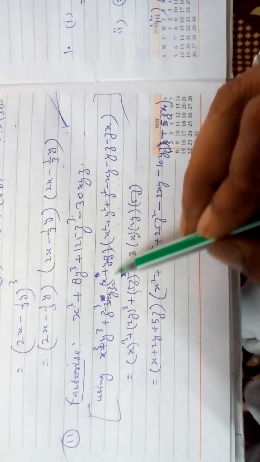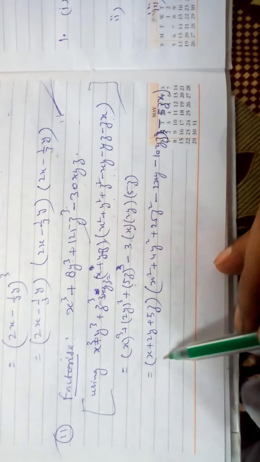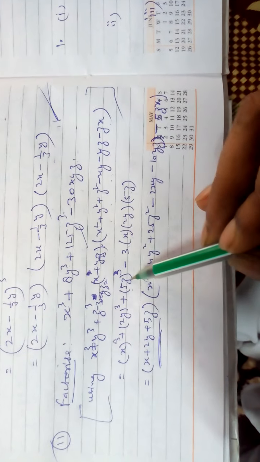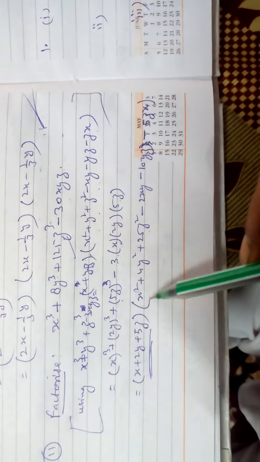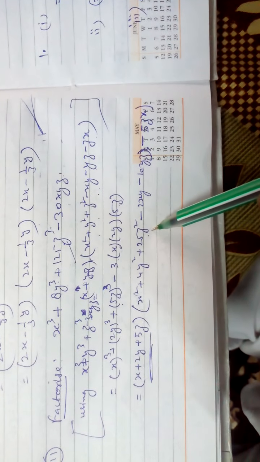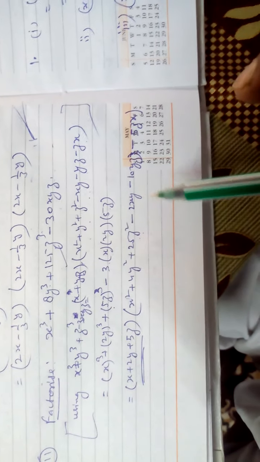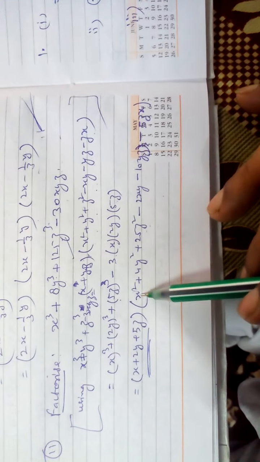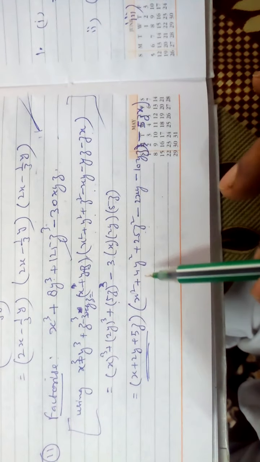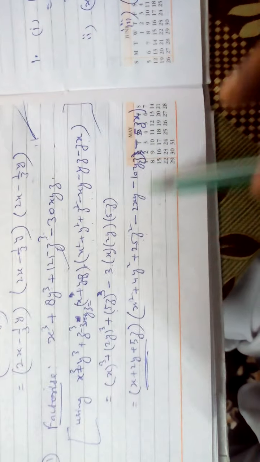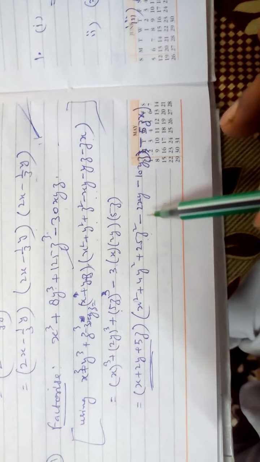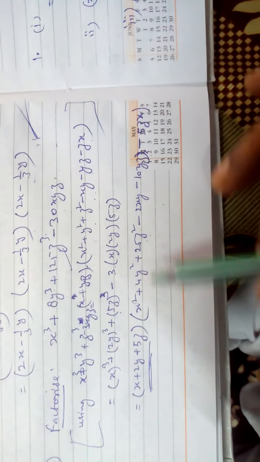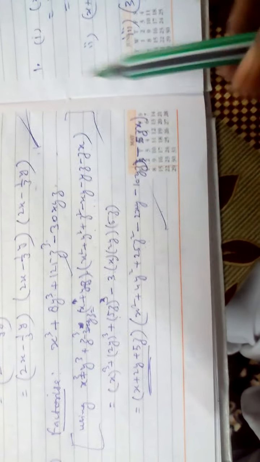Now your formula: the first bracket has the sum of all, x plus 2y plus 5z. The second bracket has the square of all: x square plus 4y square plus 25z square, minus ab, 2xy, minus bc, 10yz, minus zx, that means last and first, 5zx. So it is your final answer.